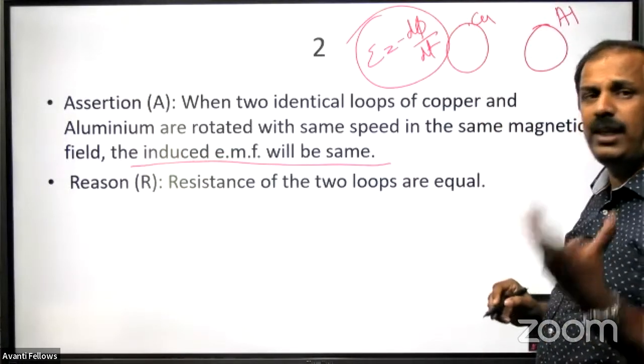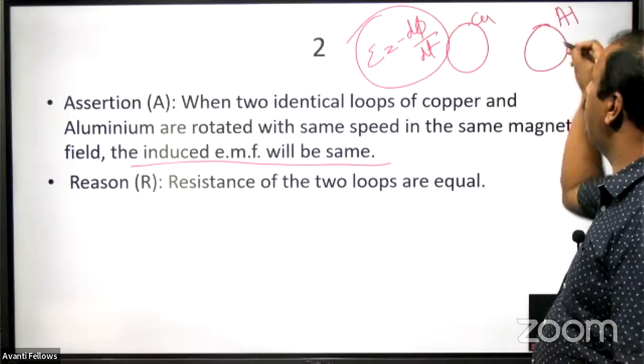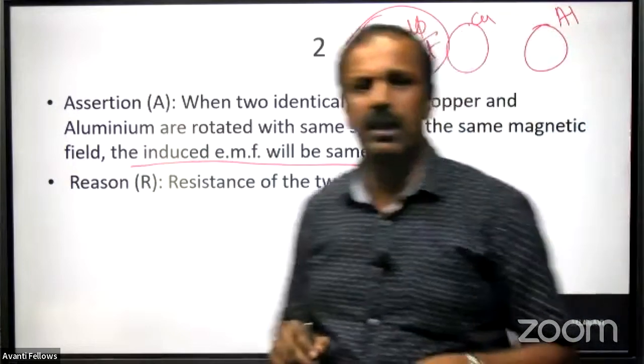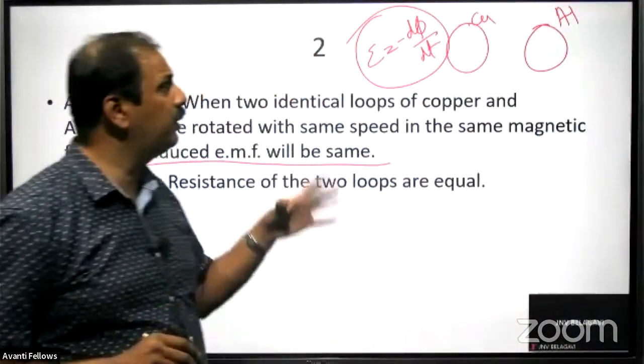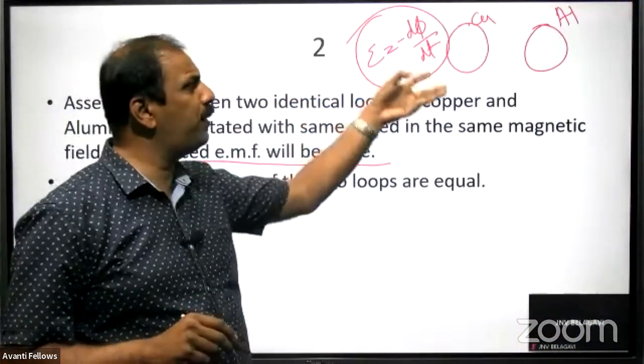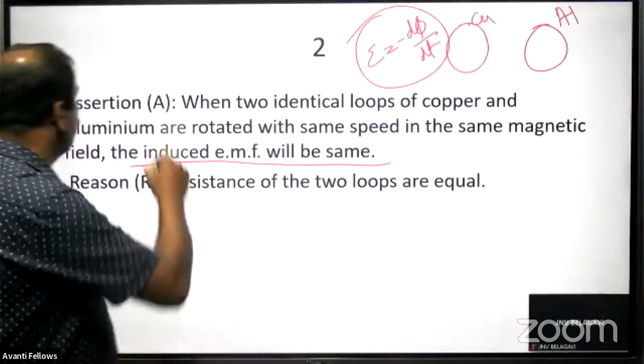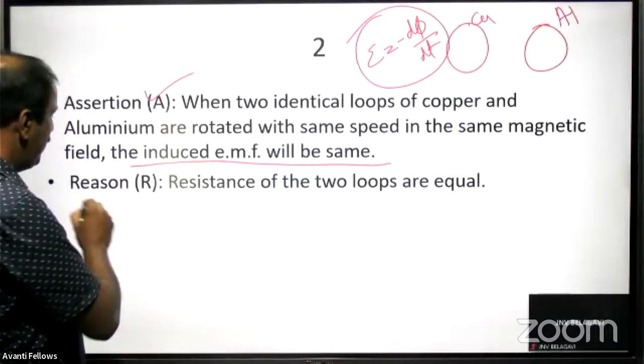Flux depends on the area only. So what is the material? That doesn't make any difference. If you have any material, the induced EMF will be the same, because up to now we never discussed whether a copper wire or aluminium wire makes any difference. So this part will be true. The assertion will be true. Next one is the reason.